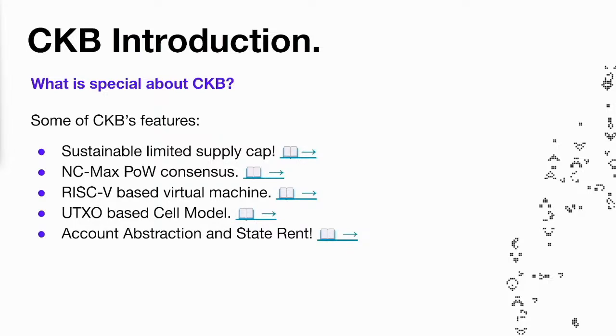Account abstraction and state rent. These are two major features that are up and coming in our industry. There's a lot of chains that are scrambling to find a way to implement these because both of them are so important. And both of these features have actually been up and operational in CKB since its launch in 2019. So we're going to be talking about both of these features a little bit more in the later sections, but they are absolutely some of the most important ones that are around today.